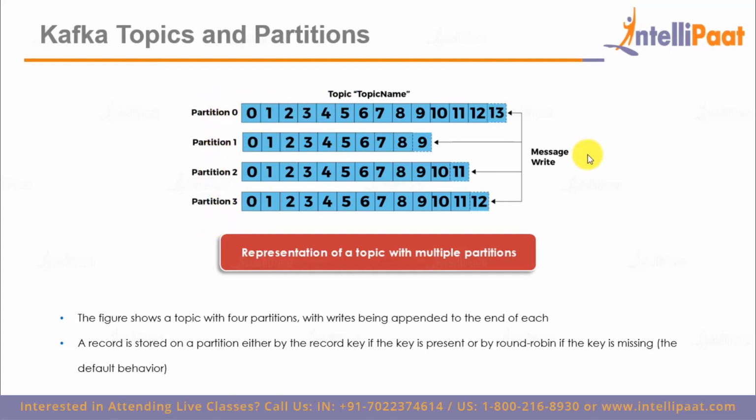And these are all of the messages which are present in partition 0, right? And the writing takes place at the end of this, right? So we basically append the next message over here. Similarly, the same thing happens at partition 1, partition 2 and partition 3. Now, a record is stored in a partition either by the record key if it is present, or by round robin if the key is missing. So this is the basic default behavior, right?